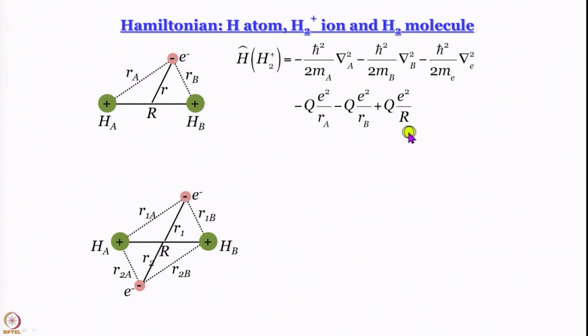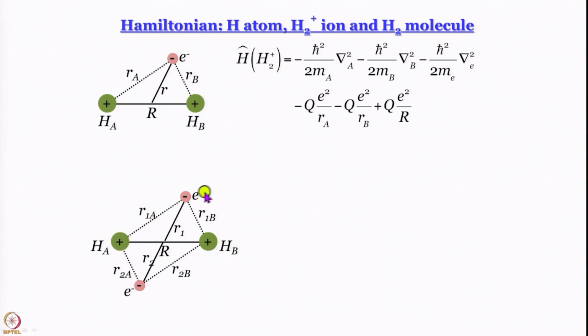Whatever is there will remain, and moreover since there is a second electron, we have to use a little different nomenclature. So instead of del E square we have to write del 1 square, where 1 is the index of the first electron, and there will be another term minus h cross square by 2 me del 2 square, okay, that is for the second electron. Then the second electron will also feel attraction with Ha and with Hb. So now the distances will also have to be rewritten.